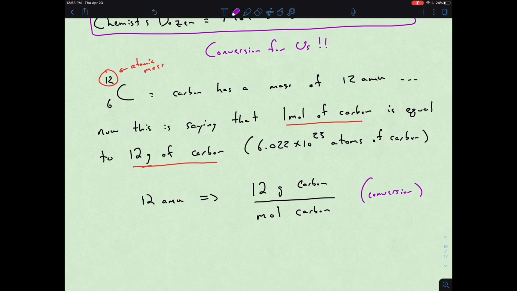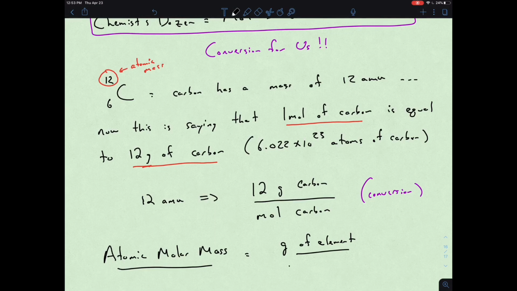And this is our idea of atomic molar mass. Atomic molar mass is equal to grams of the element per mole of the element. So that's our relationship between Avogadro's number and now going into a different type of conversion unit for us, grams per mole. And this is an extremely important conversion component for us. We're going to be going a lot between the idea of mass and the idea of moles.